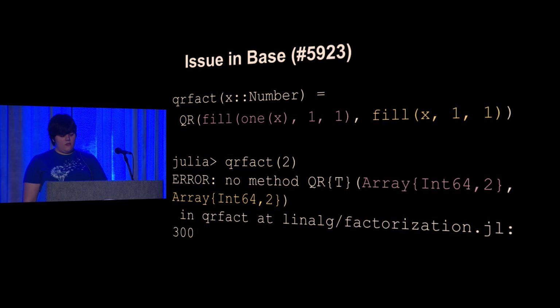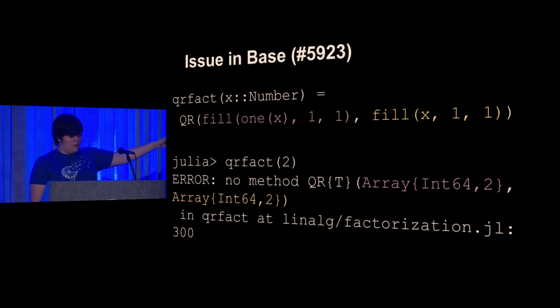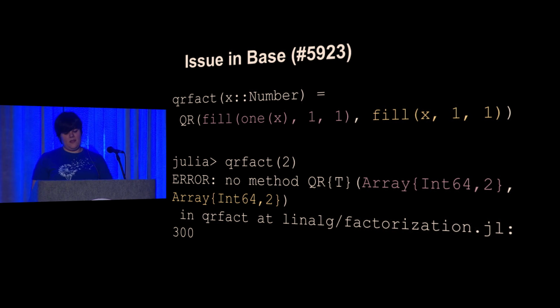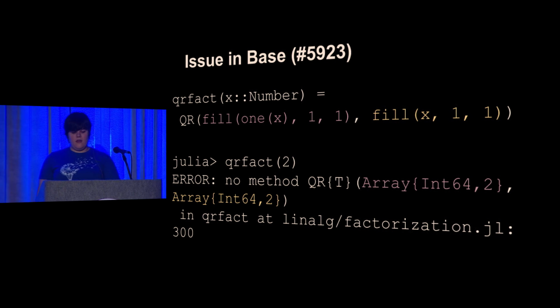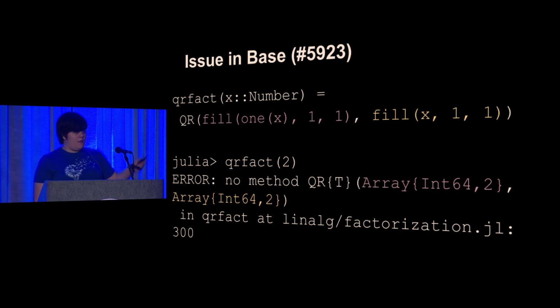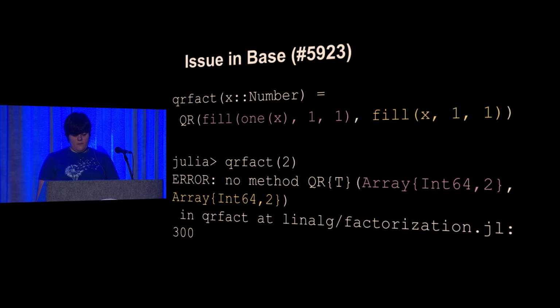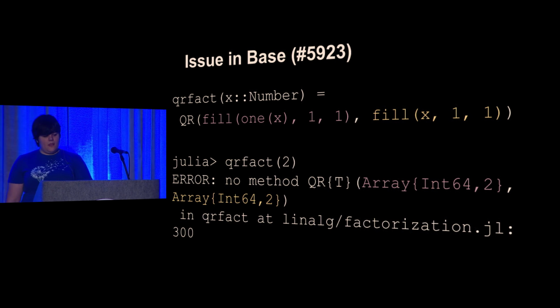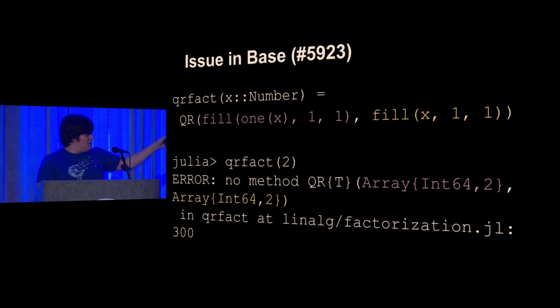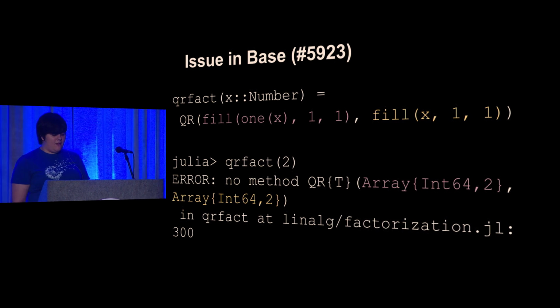OK, so let's try calling it. We can make a number pretty quickly. That's a 2. Any number will work to get to this method. And so we get a no method error. This is what an actual no method error looks like. Error, no method. It's saying the problem is QR. You're trying to call QR with two matrices. In the yellow, you see the type has a 2 in it, where QR wanted a 1, and we gave it a 2. And it helpfully tells us where QRFact is defined that we're having a problem with.